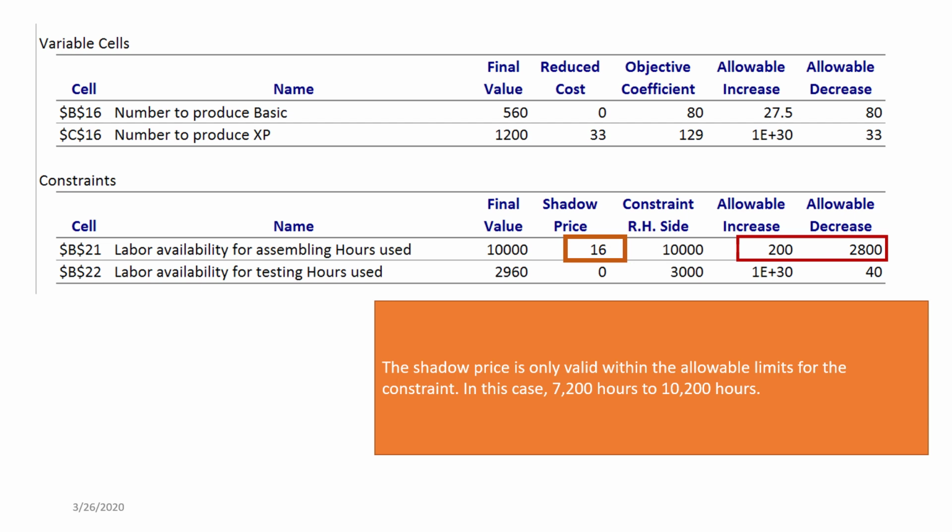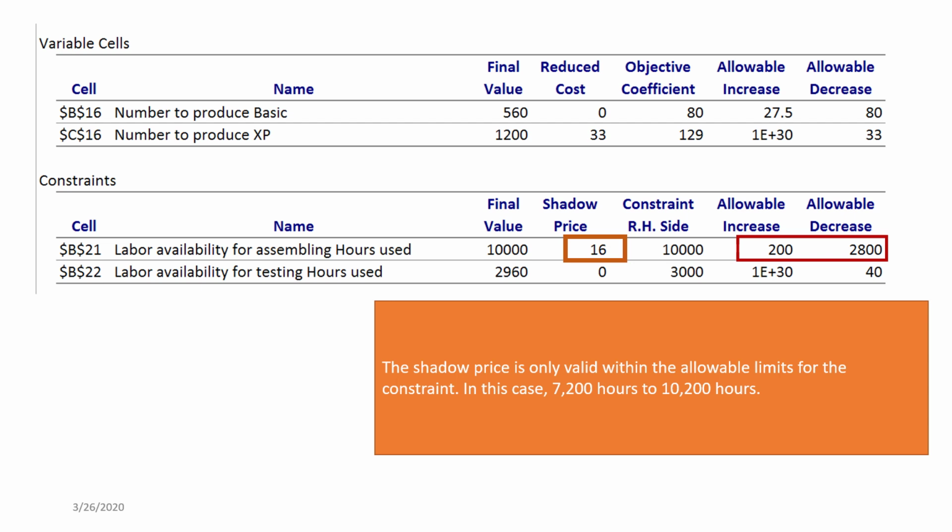If you take a look at the labor hours though for the testing department, this is a little bit more confusing. I want you to notice the 1 times 10 to the 30. That's the allowable increase on the 3,000 hour constraint. Now I want you to think about what that actually means. That 3,000 hours technically could increase to infinity with no impact to our solution. Right now we're not even using 3,000 hours, so even if I had 30,000 hours, 10 times as many, it's not like we could make even 1 more of these computers.